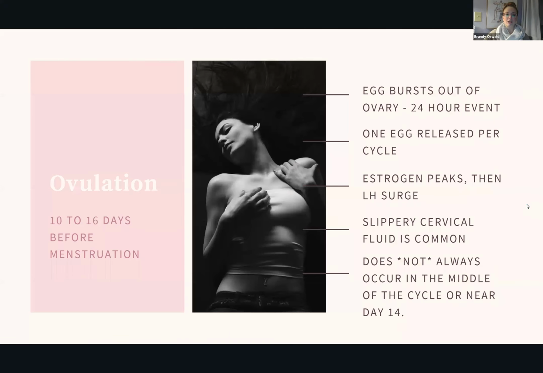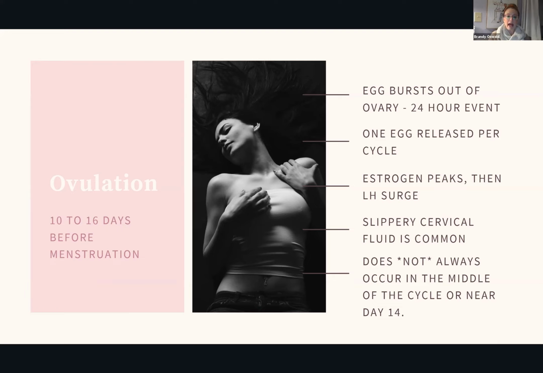Cool. Up next, ovulation. I feel like everyone loves ovulation phase. So ovulation, the energy of ovulation is more than just a day or so, but the act of ovulation itself is a 24-hour event. The egg bursts out of the ovary and it lives for 12 to 24 hours. That's all she wrote.